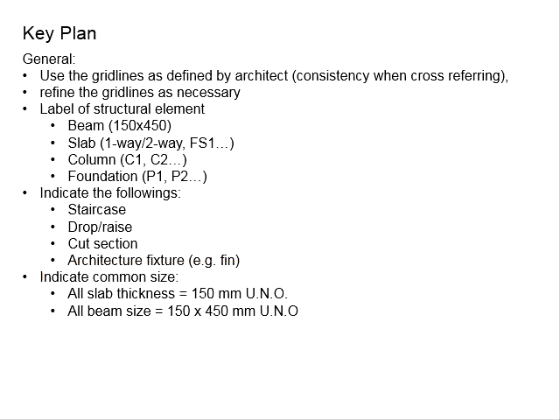Sometimes if you have a standardized size, since every section is similar, you don't have to repeatedly put it into the details throughout the structural key plan. This will make the key plans rather messy. Instead, you can put certain notes something like this. All slab thickness equals 150 mm. UNO here means unless notified otherwise. Or for the beams, all beam size equals 150 times 450 mm unless notified otherwise.